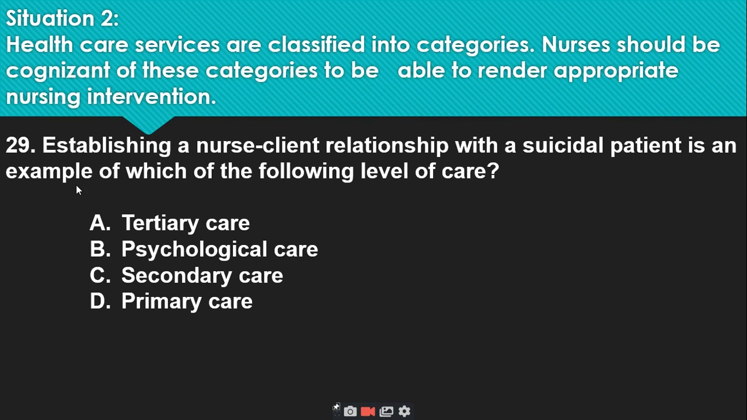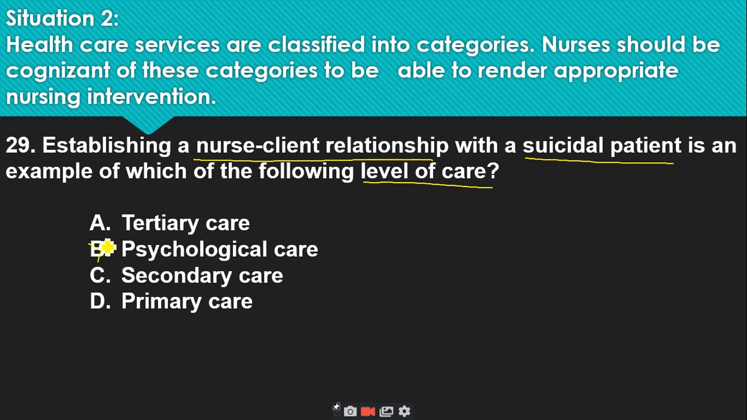Let's now have 29. Same situation. Establishing a nurse-client relationship with a suicidal patient is an example of which of the following levels of care? Take note of the words nurse-patient relationship with suicidal patient and level of care. First reading: A, tertiary care, B, psychological care, C, secondary care, or D, primary care.